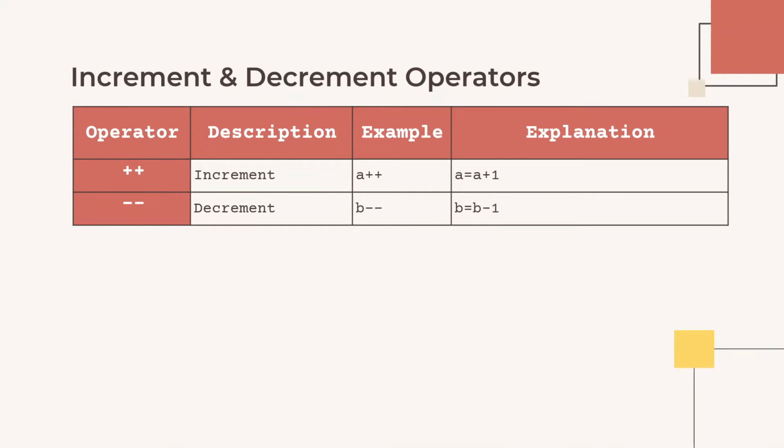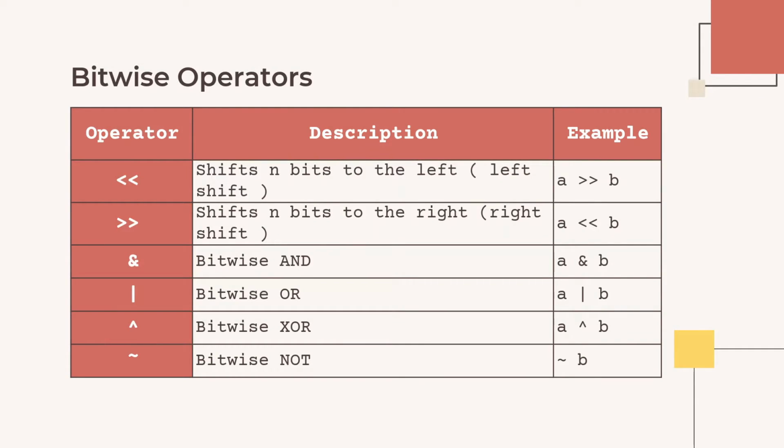And the next operator is the increment and decrement operator. It can be used to increment and decrement our variable. If we use a++, it means that variable a will be added with 1, and if we use b--, it means that variable b will be subtracted by 1. And then the bitwise operator. Bitwise operators are used for left shift, right shift, bitwise AND, bitwise OR, bitwise XOR, bitwise NOT, and so on.